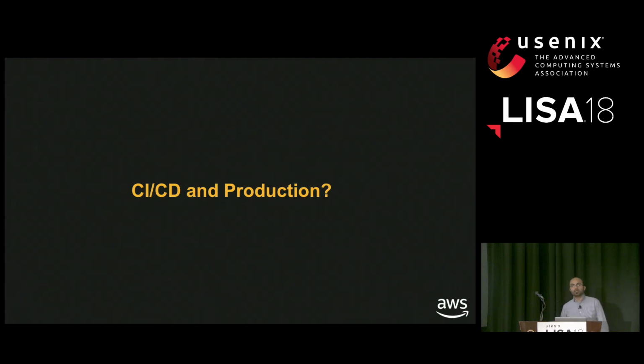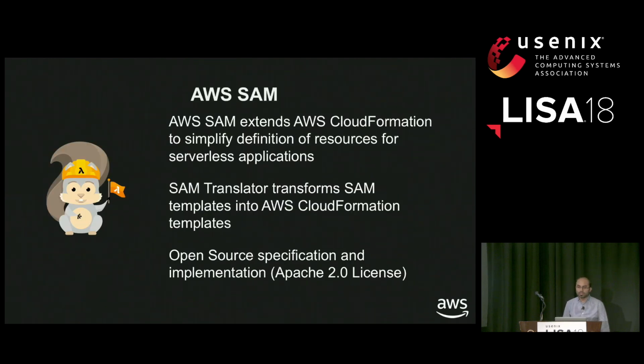Let's talk a little bit about CI/CD and productionizing this. We have AWS SAM, which is Serverless Application Model. It's a templatized way of spinning up your Lambda functions. So again, this is open source, so feel free to use this. We actually have a serverless application repository, so a lot of the applications that I talked about are actually available on our website. You can just clone that and spin up your application. So it's pretty easy to get started.